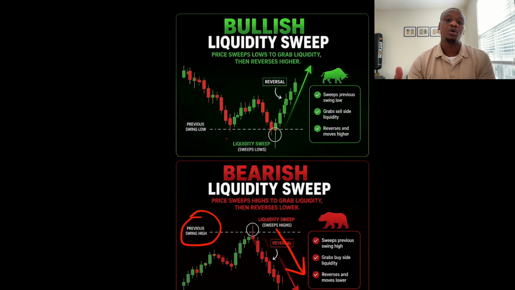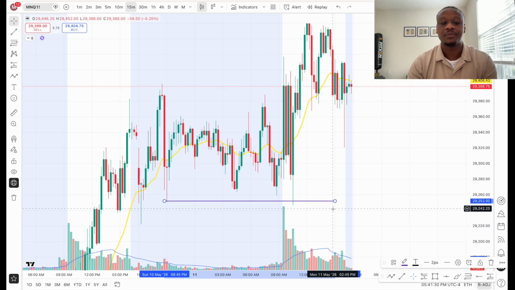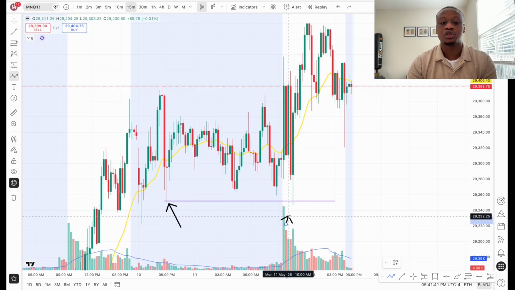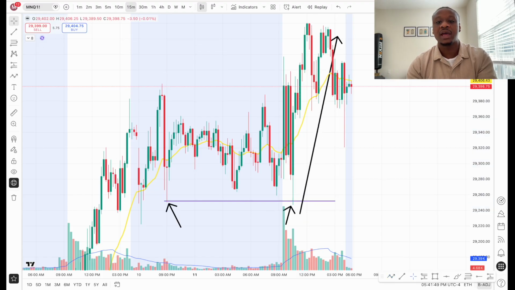Now let's look at a couple of examples on a chart. So right now we're looking at the MNQ chart, or the micro NASDAQ chart. And look what happened as soon as we swept this sell side liquidity, right? So we have this major low over here that price was able to sweep. And look what happened once price swept this sell side liquidity. We had a major reversal all the way up.